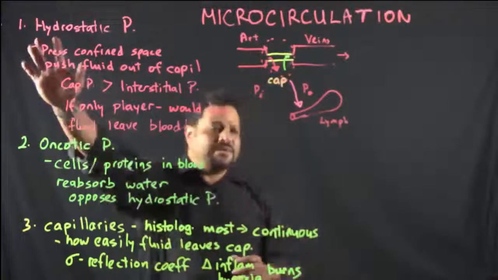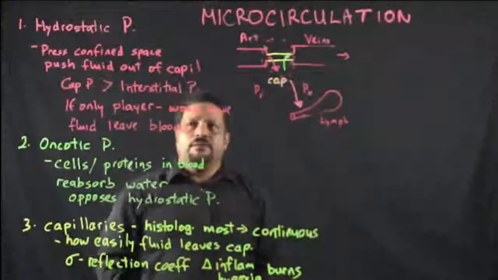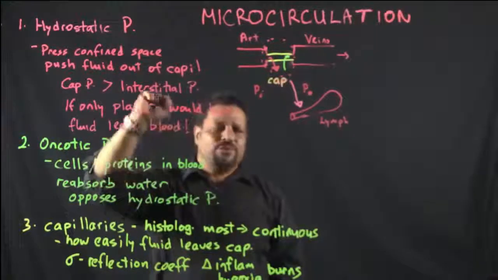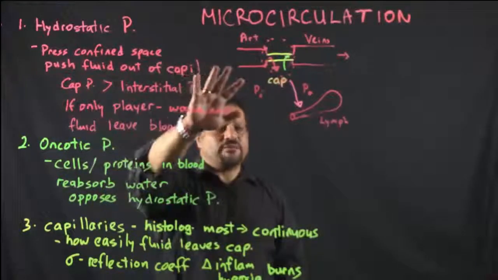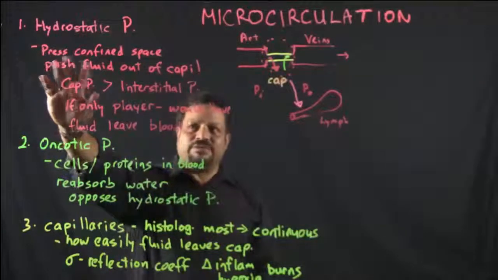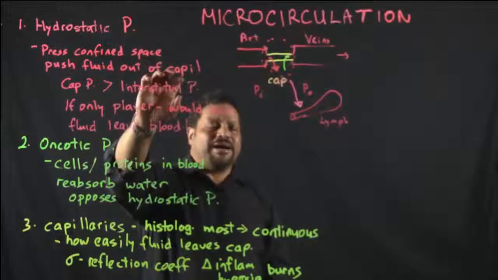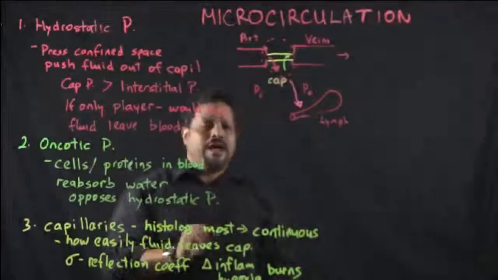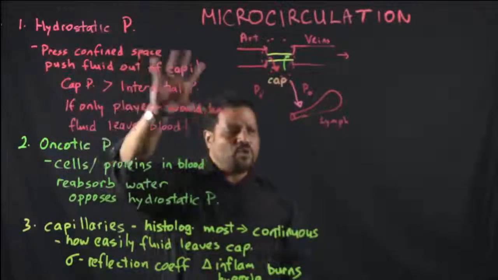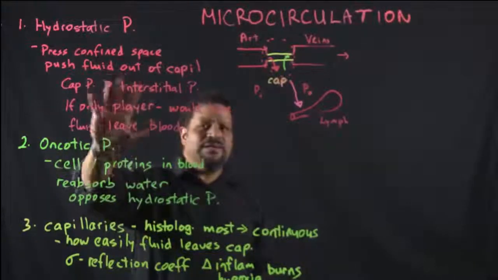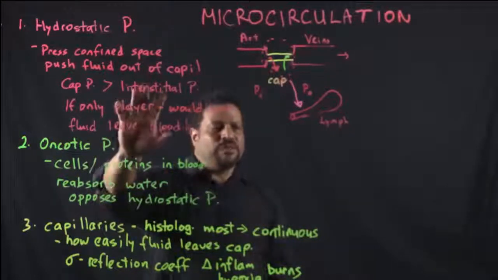The first one is the hydrostatic pressure here. And that hydrostatic pressure is a pressure in a confined space. And what that does, that pressure pushes fluid out of the capillaries. And that capillary pressure, of course, hydrostatic pressure in the capillaries, is always going to be higher than the pressure in the interstitial. Okay? However, if this hydrostatic pressure was the only player involved in microcirculation, we'd have fluid only leaving the blood. Okay? And we know that doesn't happen.